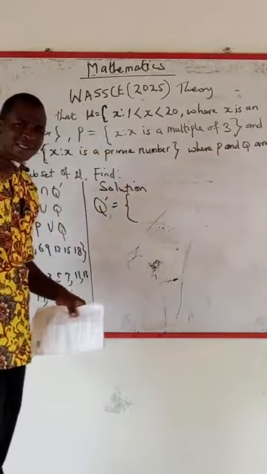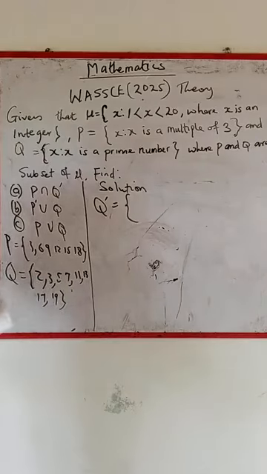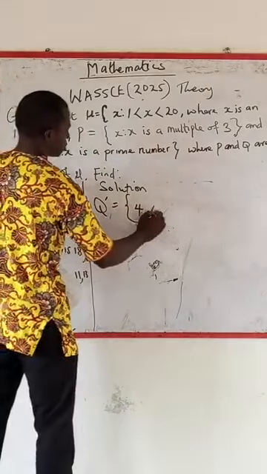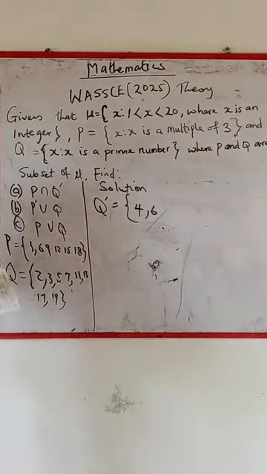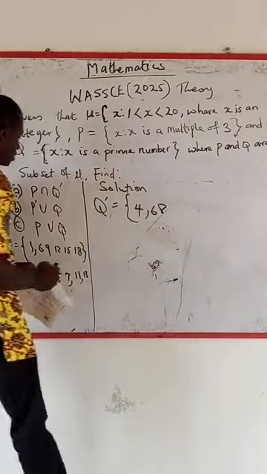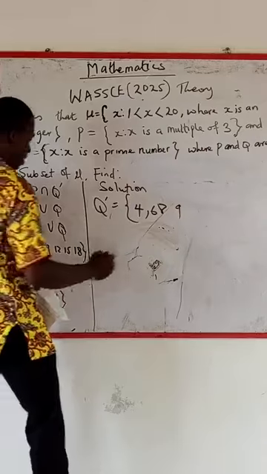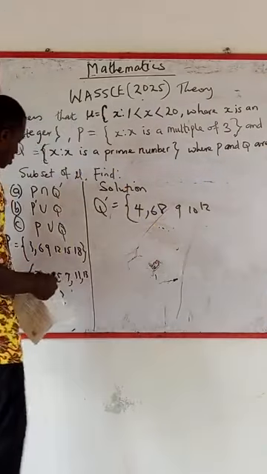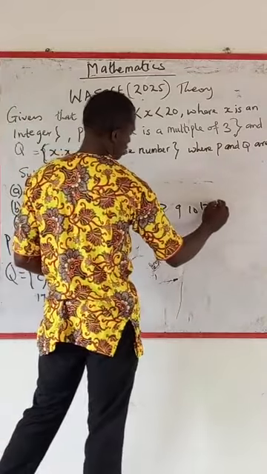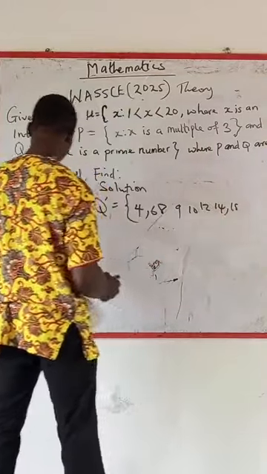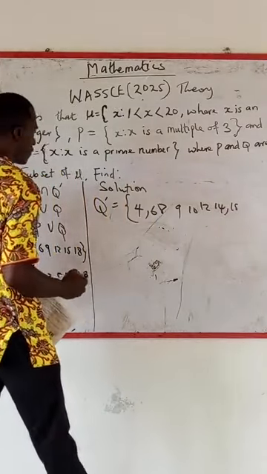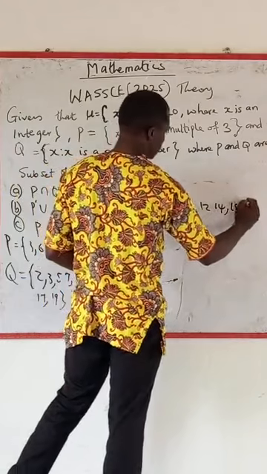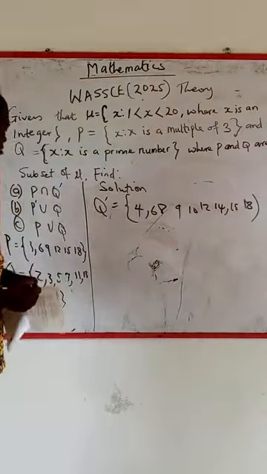Then let's look for the numbers that are not found in Q. 2, 3, 4 is not there, 4 is not found in Q. 5, 6 is not found in Q. We are listing it out. Then 7 is found, 8 is not there, 9 is not there, 10 is not there, 12 is not there, 14 is not there, 15 is not there, 16, 17, 18 is not there, and at least we have 19.